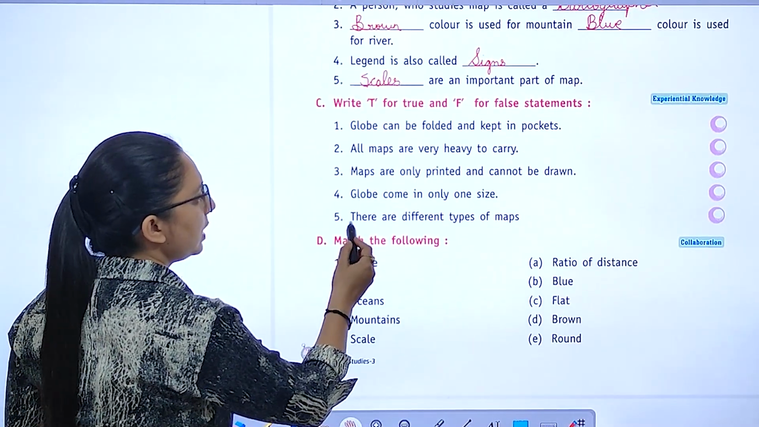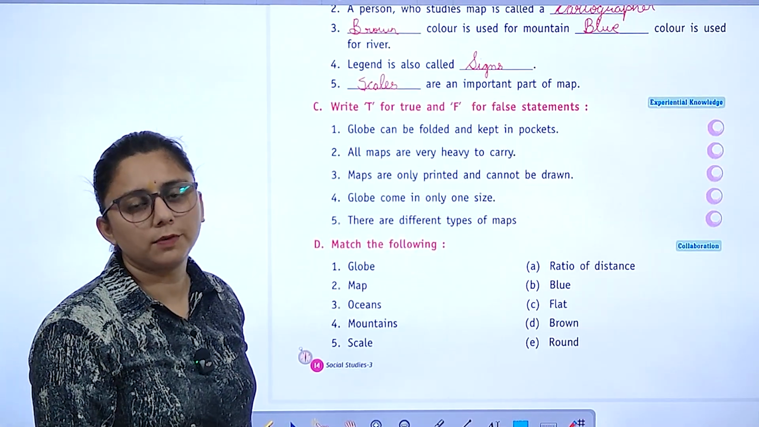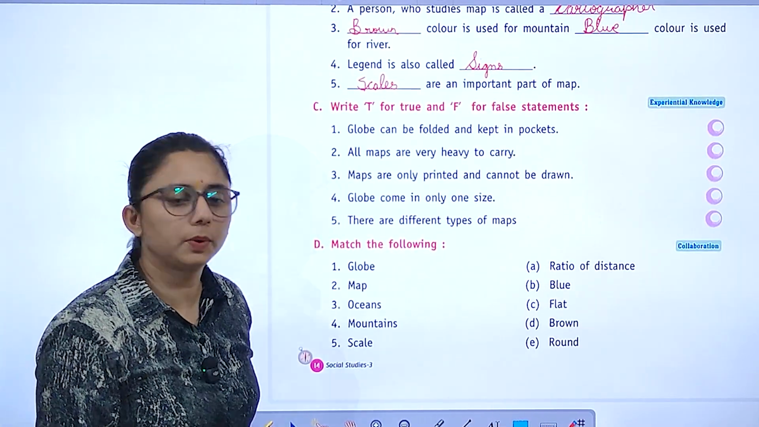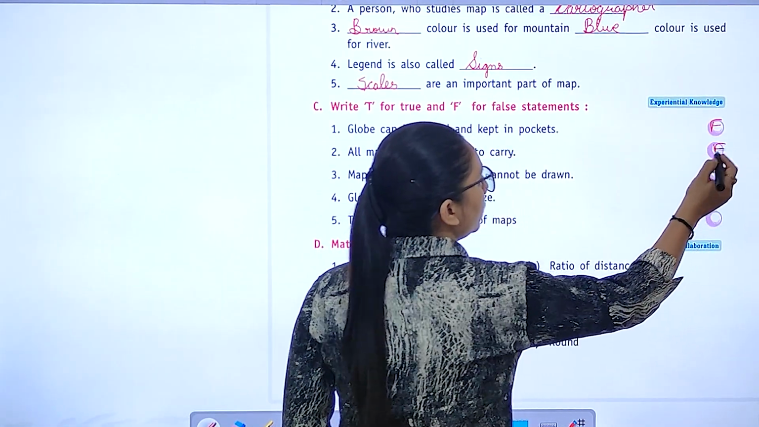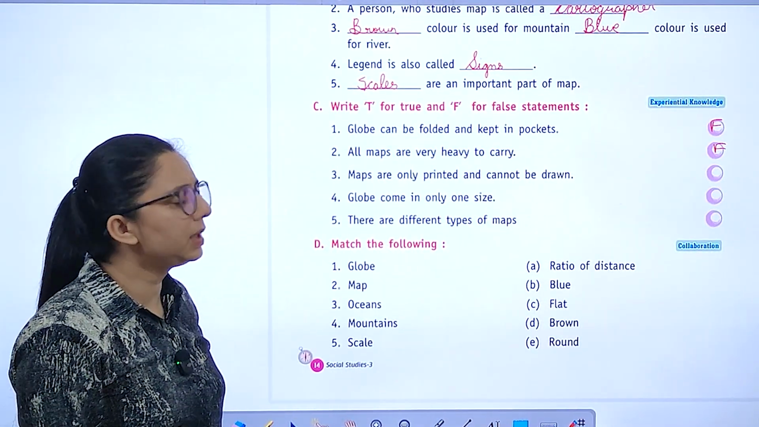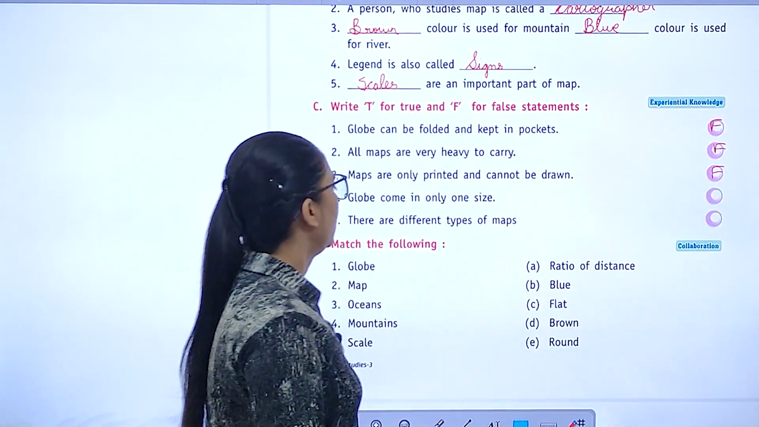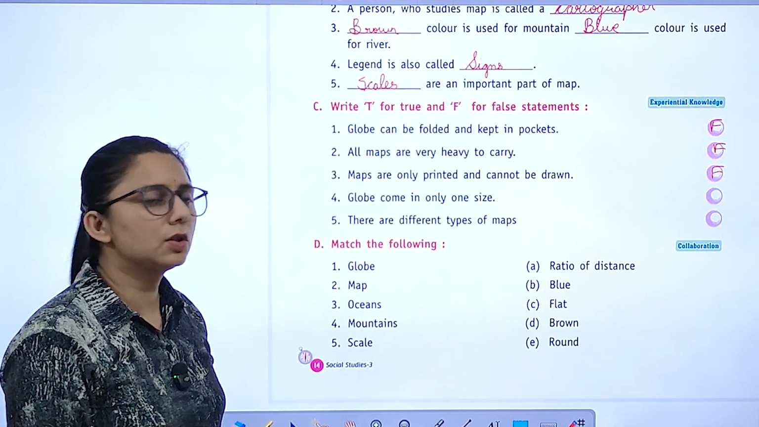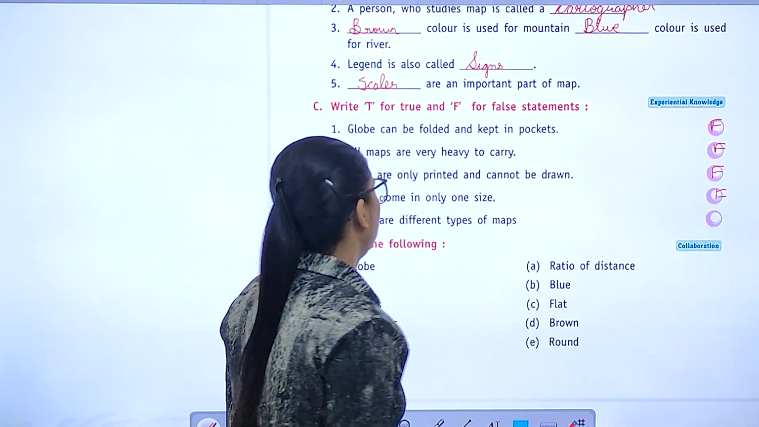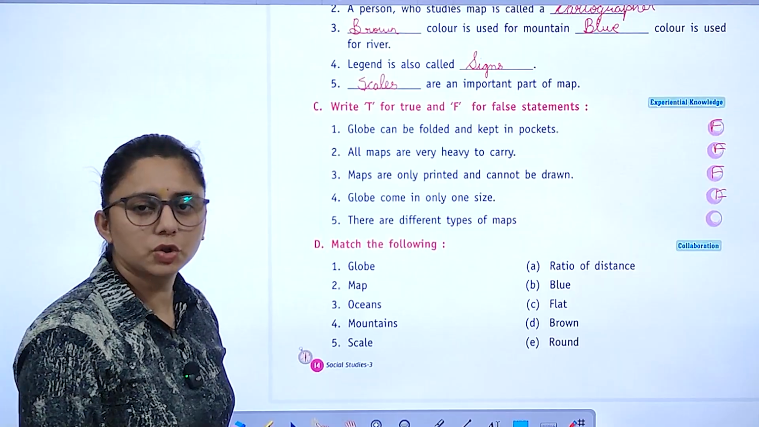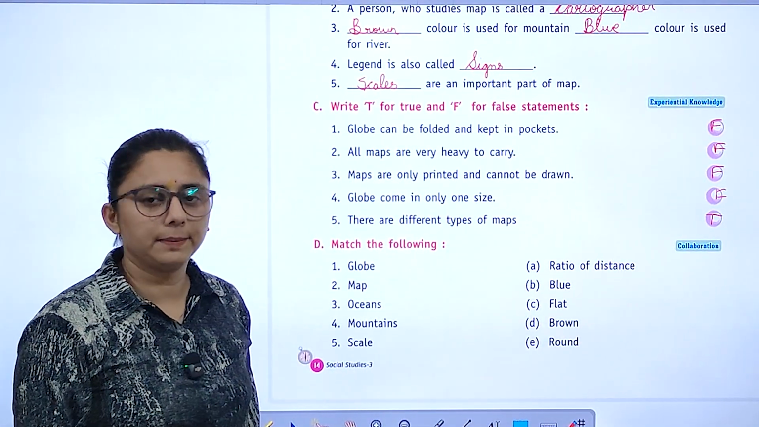Now write T for true and F for false statements. Globe can be folded and kept in pocket. False. किसको रख सकते हो आप? Map को. All maps are heavy to carry. False. Globes are heavy to carry. Maps are only printed and cannot be drawn. False. हम draw भी कर सकते हैं map को. Globe comes in only one size. Globe खाली एक ही size में आता है? नहीं, different size में आता है. False. There are different types of maps. It's true. कुछ physical map, political map and thematic map.